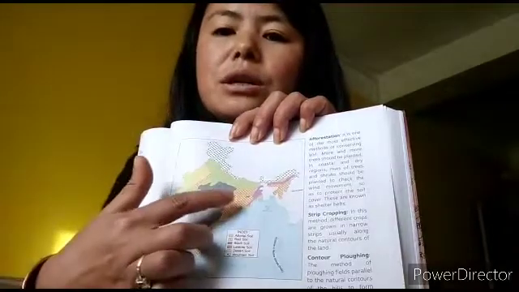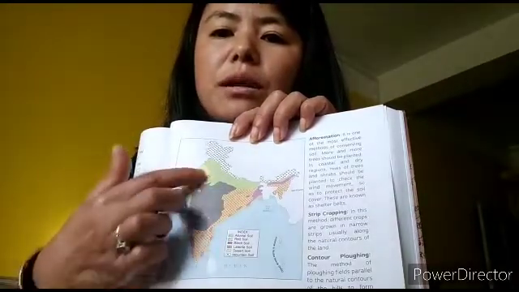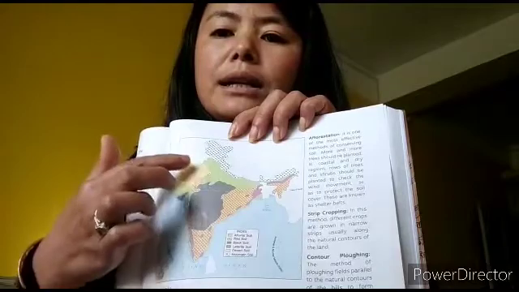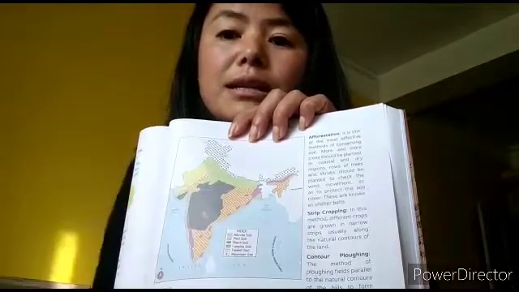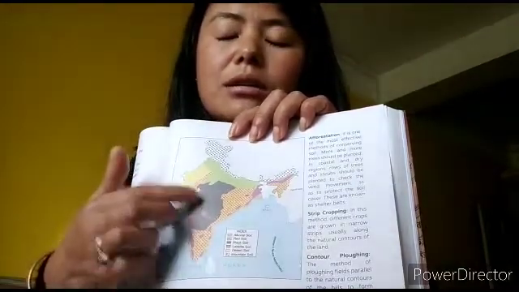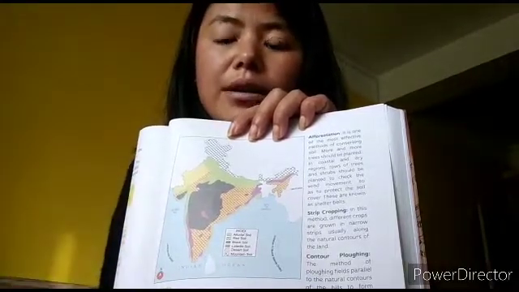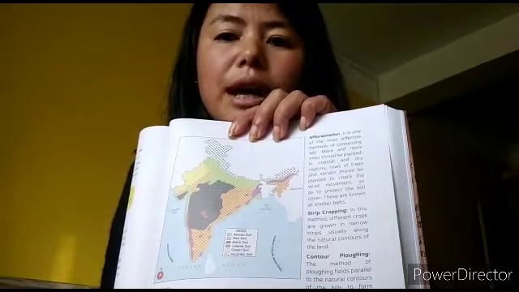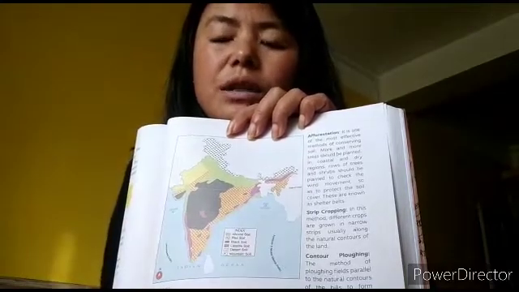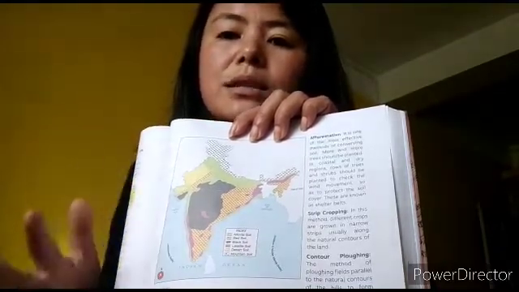Next is your red soil. This red soil is found in the southern part and eastern part of India, and as its name suggests, it is red in color, and it's very rich in iron, and that's why it is red in color, and this soil is not very fertile for growing crops, right?